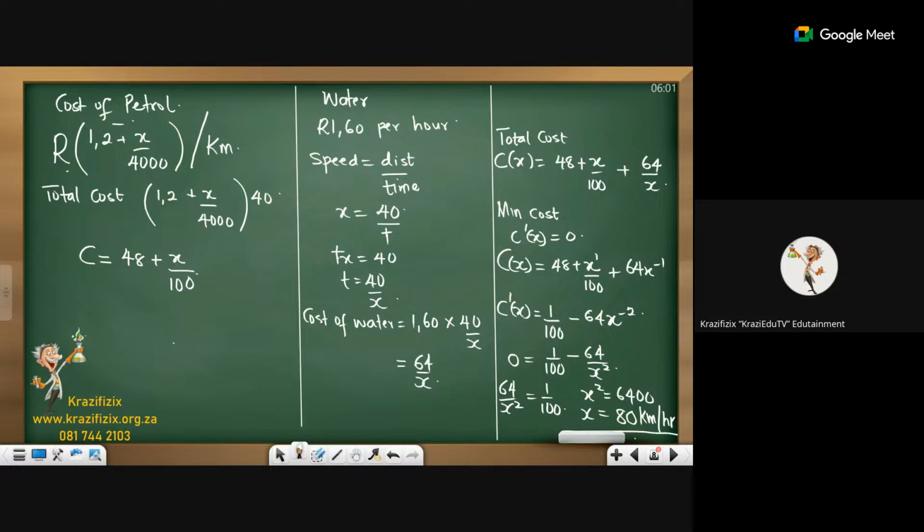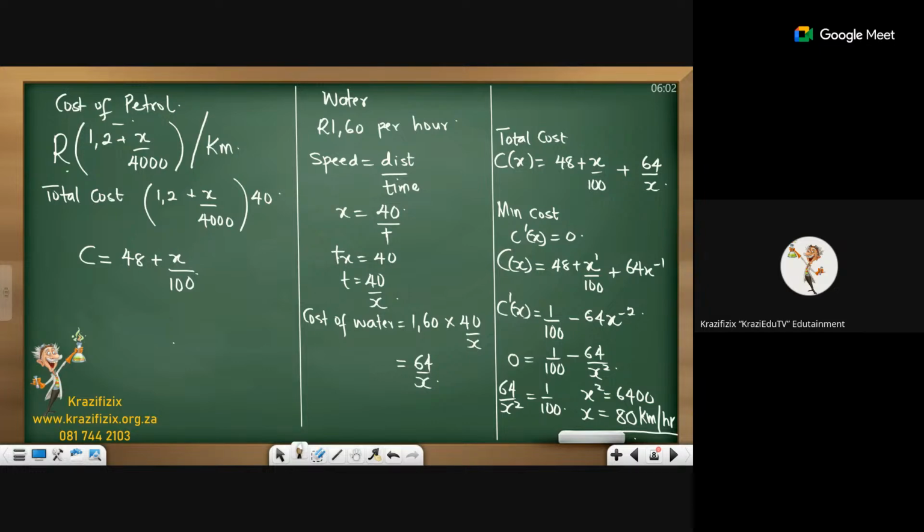It begins with you understanding the question. Many of us just rush. Take your time. That's why we call it application. It's life applicable. So please, take your time, read the question, the total cost.